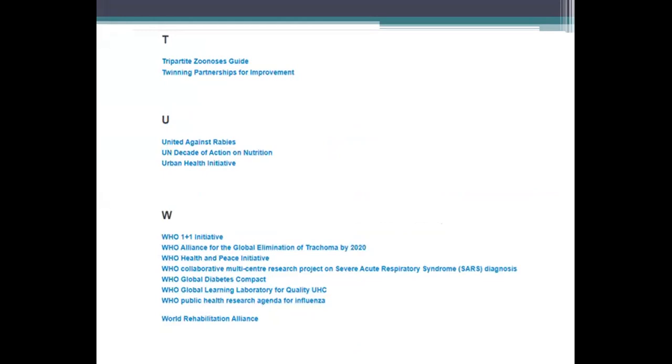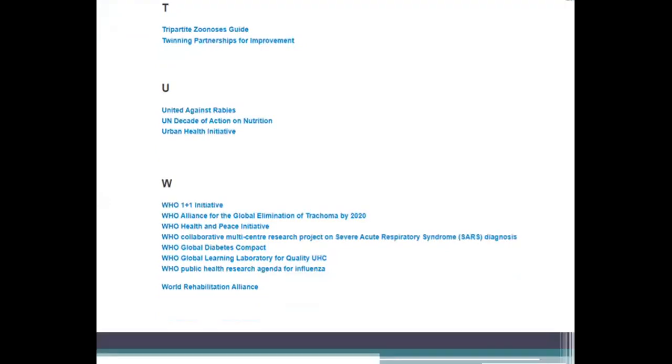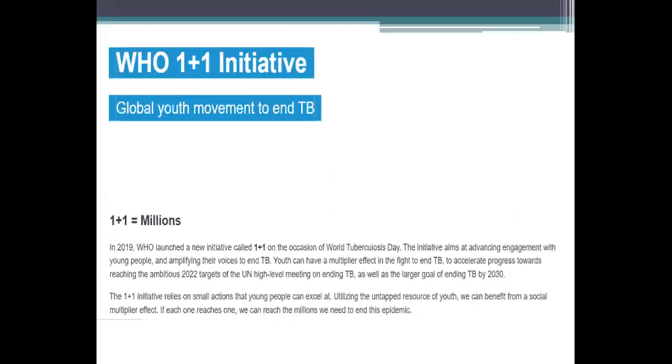WHO 1 plus 1 initiative, Alliance Against Trauma, Trachoma, Peace Initiative, Diabetes Compact, Rehabilitation Alliance, Laboratory for Quality, UHC, and the WHO 1 plus 1 initiative, which is a global youth movement to end TB. It was given in 2019. WHO launched a new initiative, the 1 plus 1 initiative, on the occasion of World Tuberculosis Day.